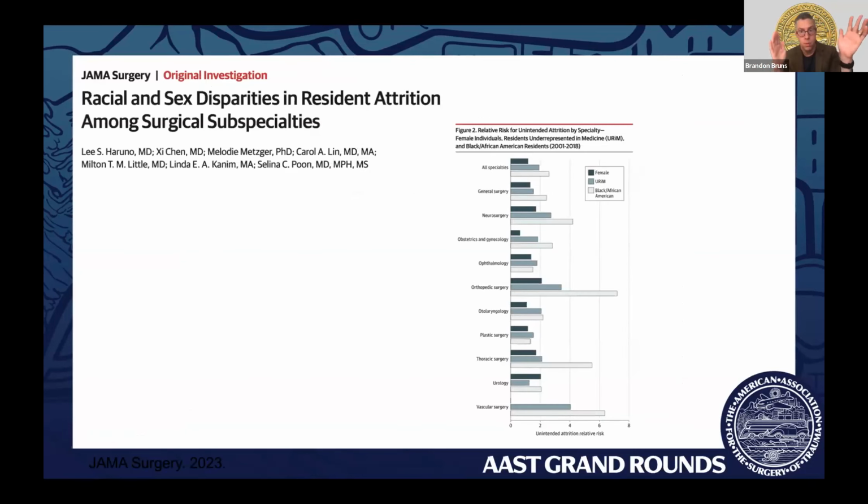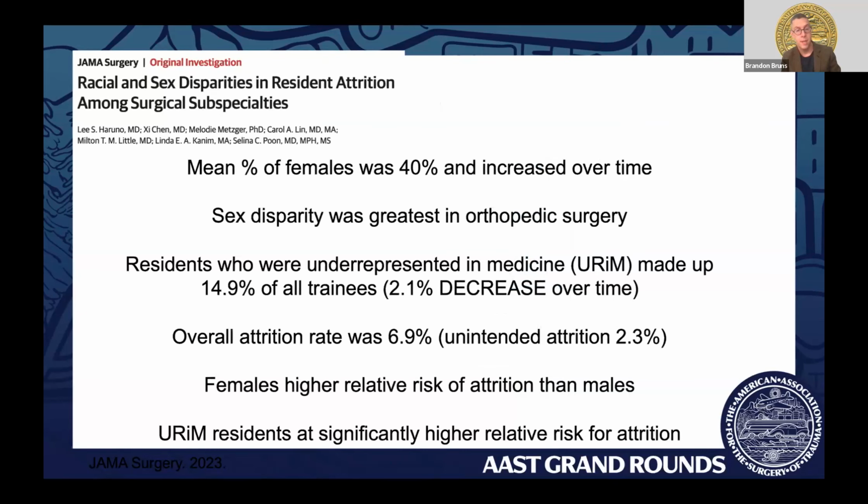So we looked at faculty. Let's move a little bit earlier in the pipeline. Let's look at residents and what is the resident experience. This paper looked at resident attrition in certain surgical subspecialties. This was published this year, and it looks at a cohort from 2001 to 2018. Demographic trends are analyzed over the 18-year period.